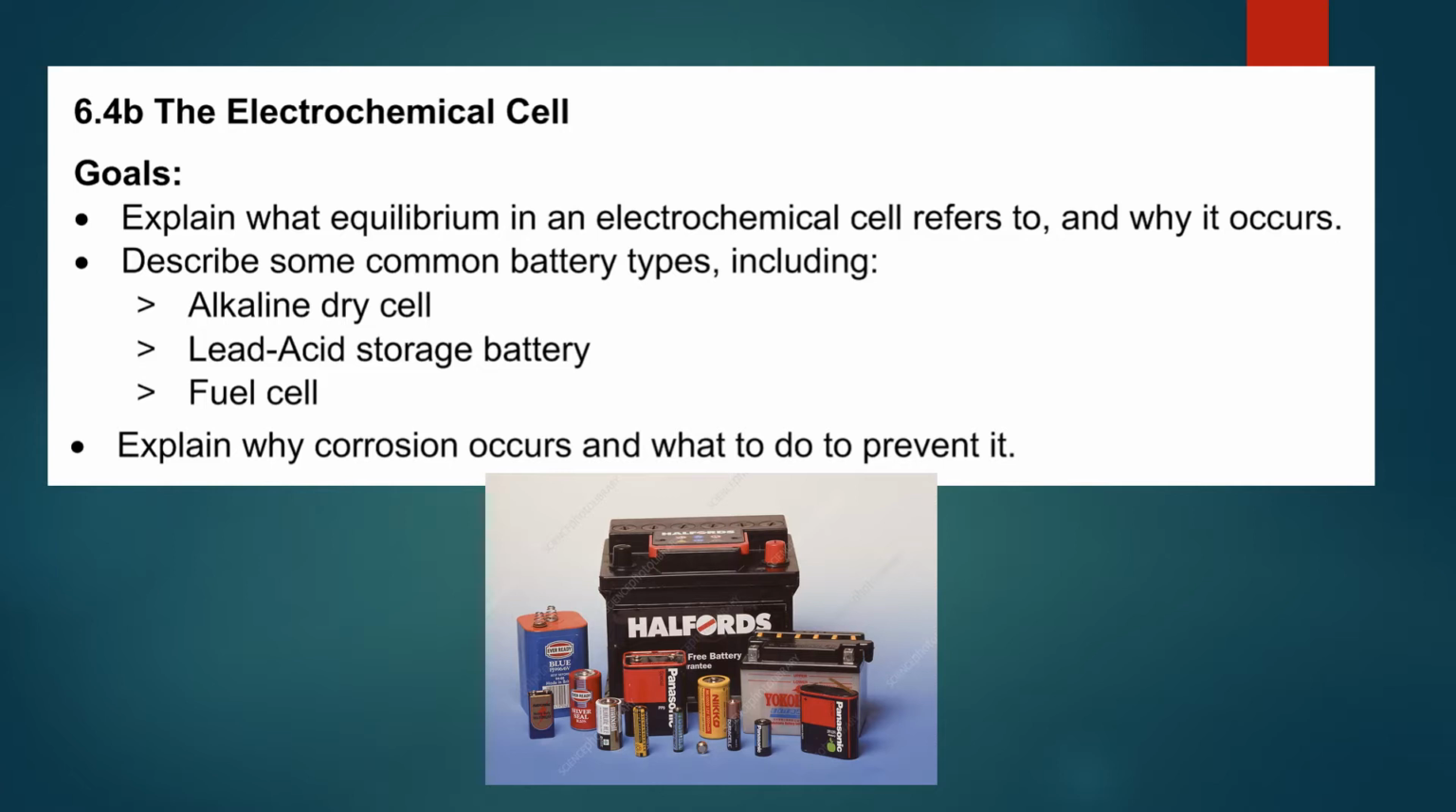And then the second thing that we're going to look at is a spontaneous reaction that causes corrosion to occur and how we can actually prevent this. You can see down at the bottom there a number of different types of examples of batteries. We're going to go through three different types of electrochemical cells. We'll look at alkaline dry cells, lead acid storage batteries that are used in vehicles, and then finally we'll look at fuel cells.